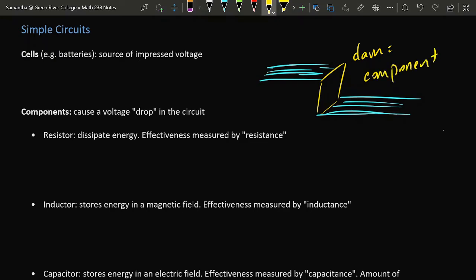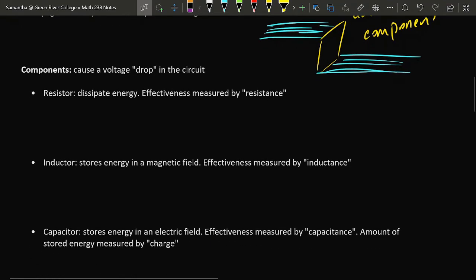And components come in three varieties: resistors, inductors, and capacitors. Inductors and capacitors store energy either in a magnetic field or in an electric field, whereas resistors dissipate energy, usually into heat. Now, the ability of a resistor to dissipate energy is measured by something called resistance, which is usually represented by the capital letter R.